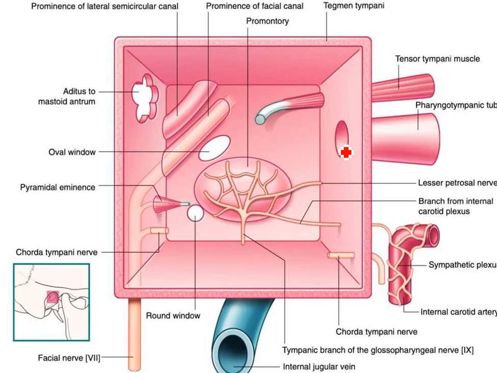This is the middle ear with its lateral wall removed. The lateral wall of the middle ear is nothing but your eardrum or the tympanic membrane. So the tympanic membrane has been removed and you can see the inside of the middle ear.